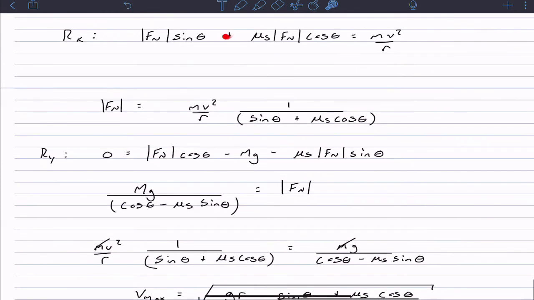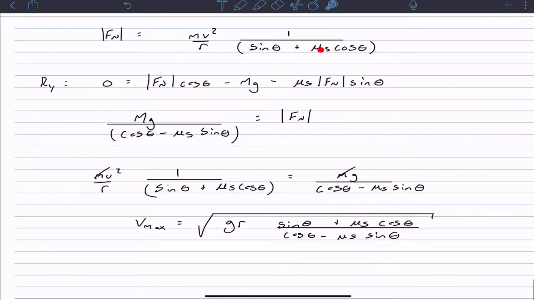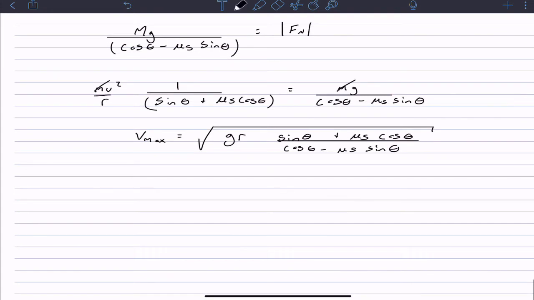So this changes and this changes, which means in effect, in both of our normal forces, the coefficient sign changes here and here, which means that V minimum, so I'm just trying to save you a little bit of time, V minimum is going to be the same with this sign simply flipped around.